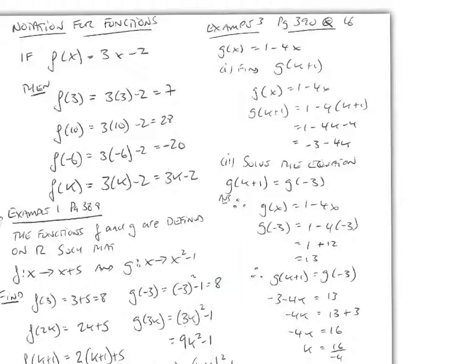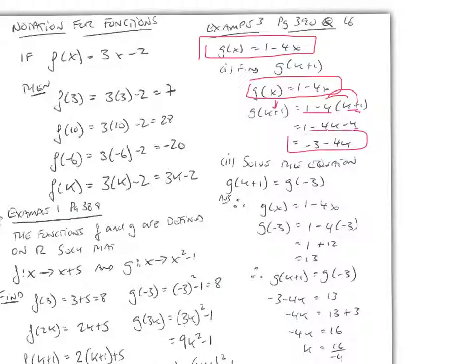Let's look at example 3, question 16, page 390. G of x, the function, is equal to 1 minus 4x. Find g of k plus 1. So our x value is equal to k plus 1. So if g of x equals 1 minus 4x, g of k plus 1 is equal to 1 minus 4 times that x value, which is k plus 1. So 1 minus 4k minus 4 is equal to minus 3 minus 4k.